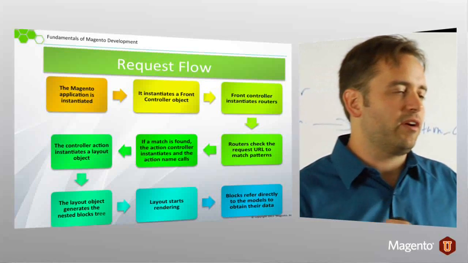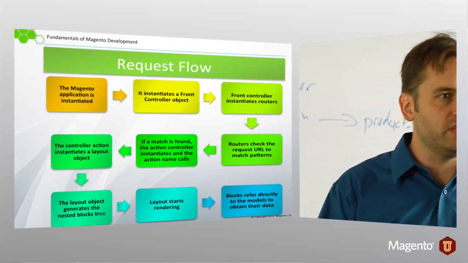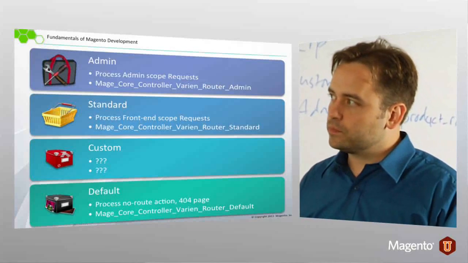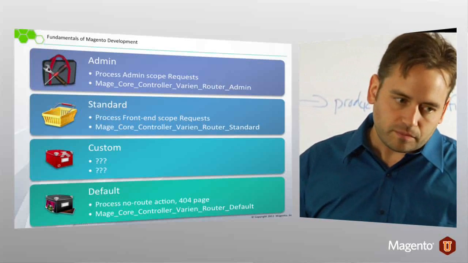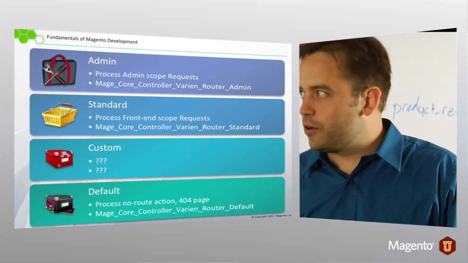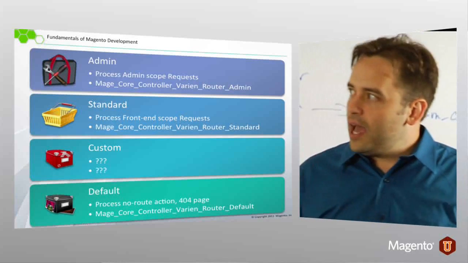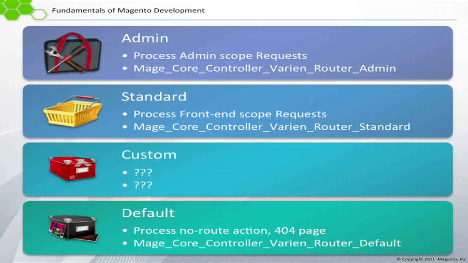We'll be getting our hands on this, I believe, starting with the end of this lesson. So, real quickly, the routers. You have the admin router and the standard router. Admin handles admin stuff, so things that are going on in adminhtml. Standard router handles things that are going on in the front end. It's very, very rare that you would need to make a custom router.